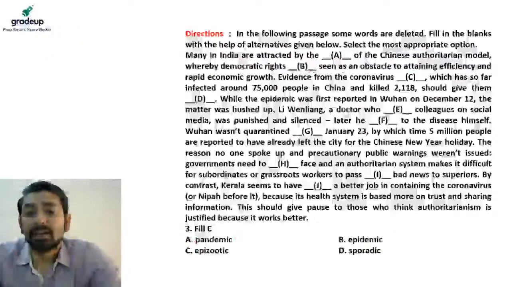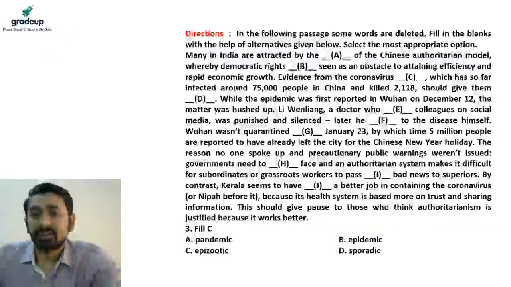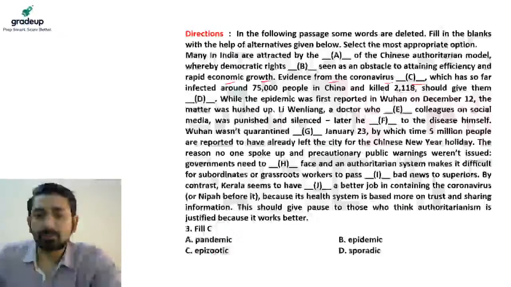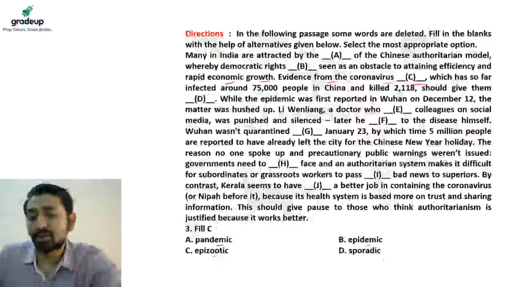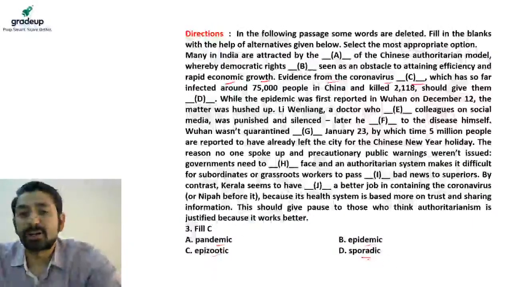Okay. Now let's move on to the next blank. As an obstacle to attaining efficiency and rapid economic growth. Evidence from coronavirus dash. Evidence from coronavirus pandemic, epidemic, epizootic or sporadic. What do you think should come in this particular option?